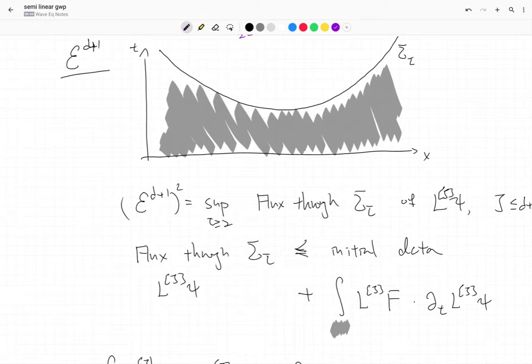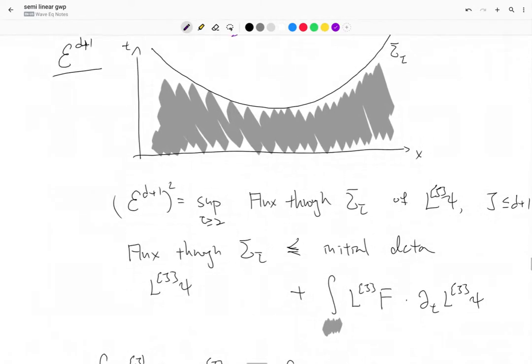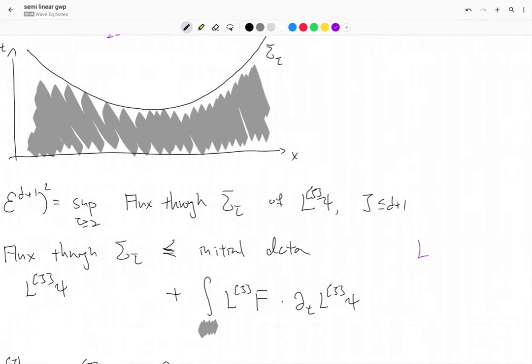So this is again the same thing, which we controlled before by epsilon naught, plus the integral of the space-time region between the initial data slice and the sigma tau slice of the inhomogeneity LJF multiplied by dt of the solution. Here we're using the fact that LJC solves the equation LJF. Essentially we're multiplying by dt LJC and integrating by parts, and this is what we get for the energy.